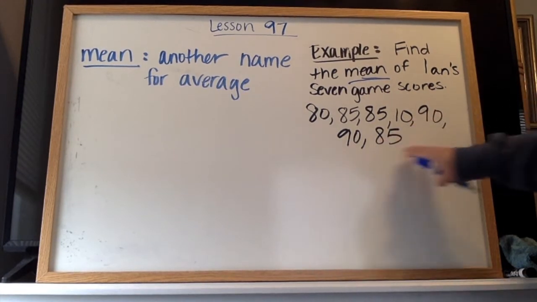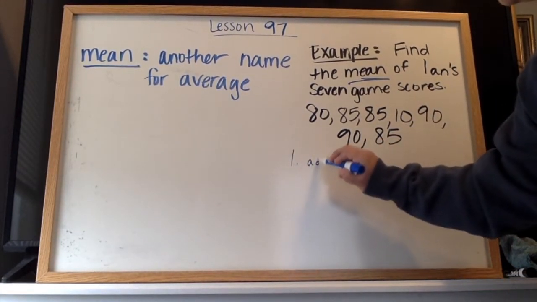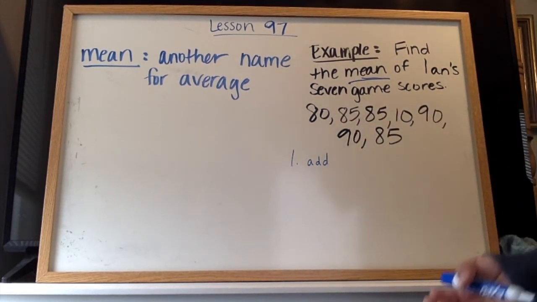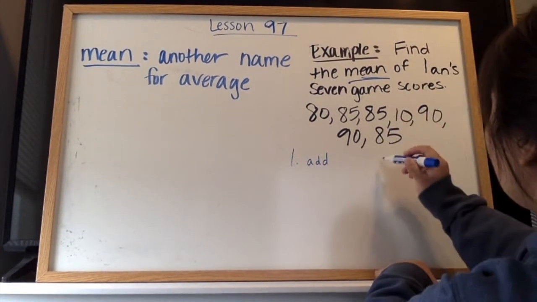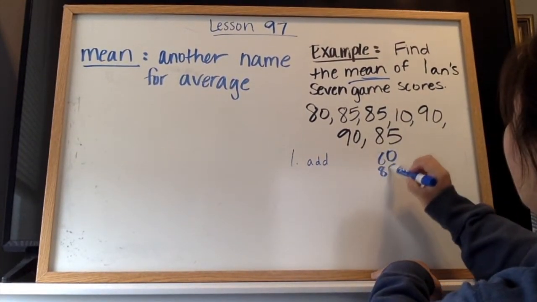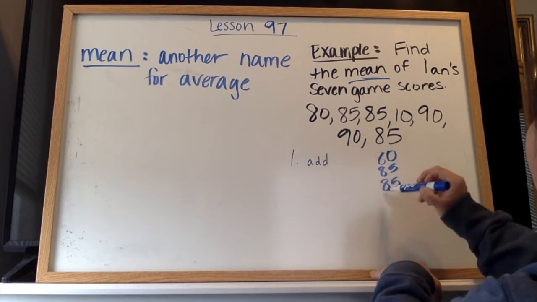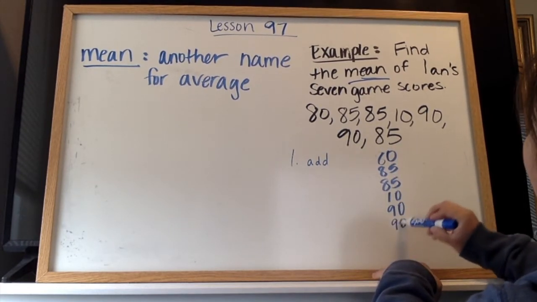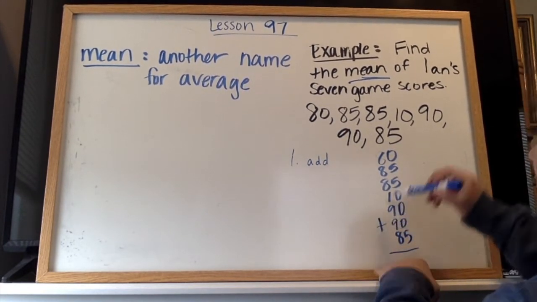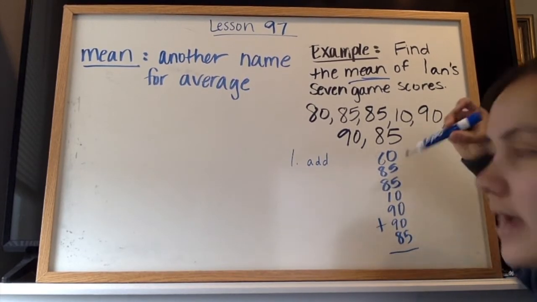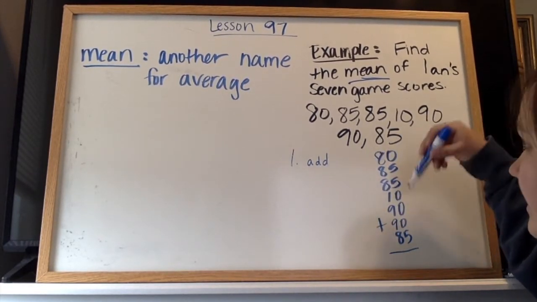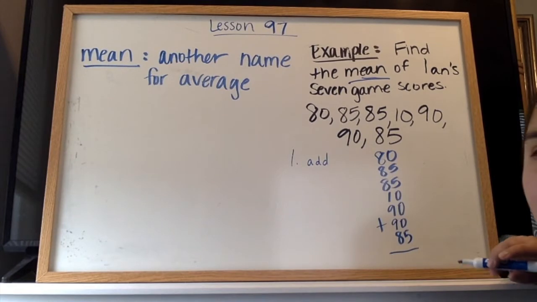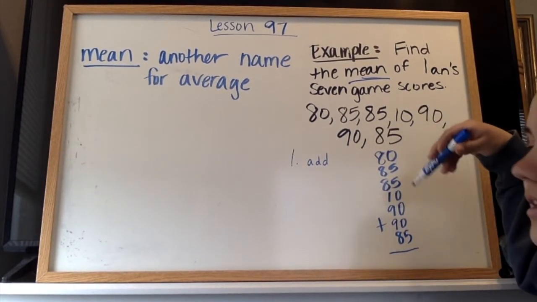You're first going to add up. So first we need to add. I'm going to take all of these numbers and I'm going to need some room for that. So bear with me here. 80, 85, 85, 10, 90, 90, and 85. Now, if you have a hard time adding all of these numbers up at once, go ahead and take them step by step. Just add 2 together first, then another 2, and just keep doing that until you find your total. But be careful because you are adding 7 numbers here, so take your time.